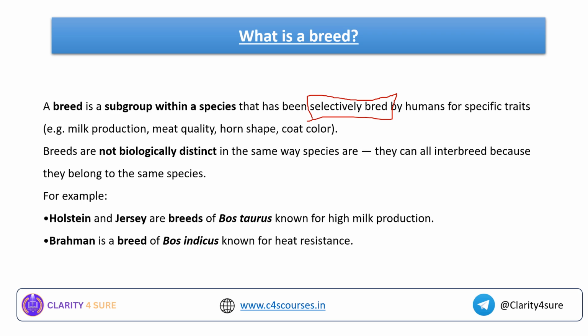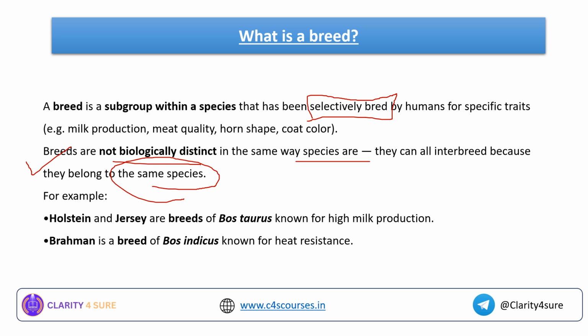Breeds are not biologically distinct in the same way species are. That means they can interbreed because they belong to the same species. When two or three breeds belong to a particular species, they can interbreed, but two different species cannot interbreed.